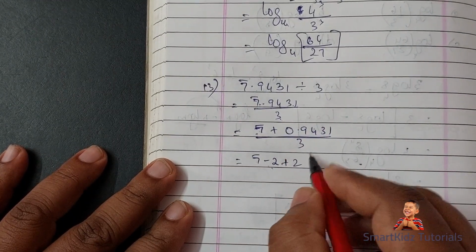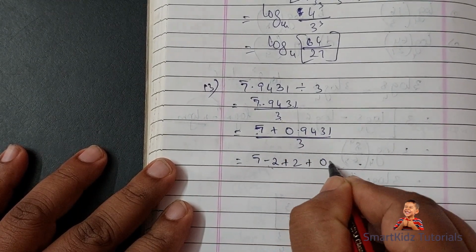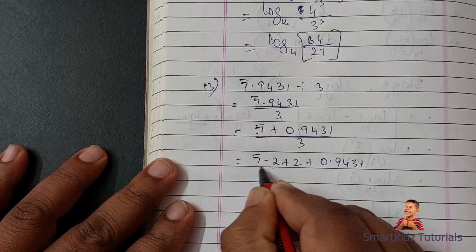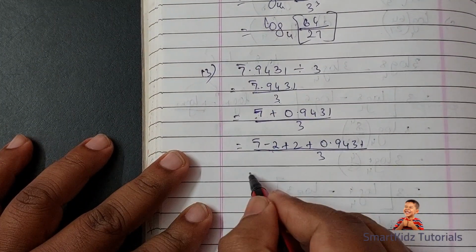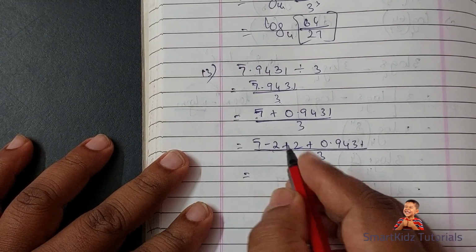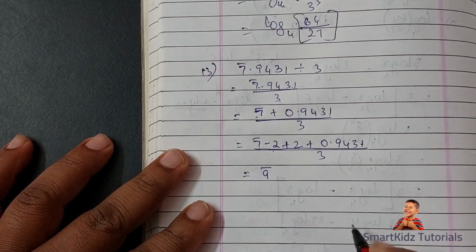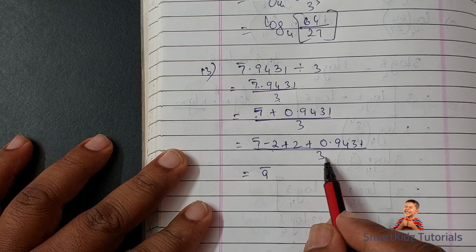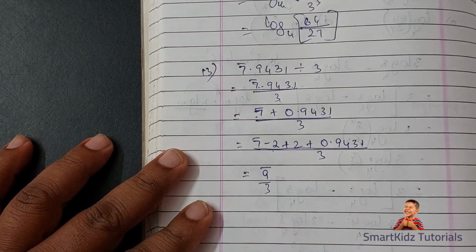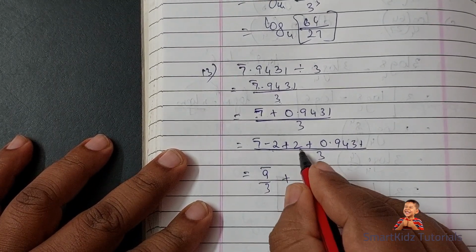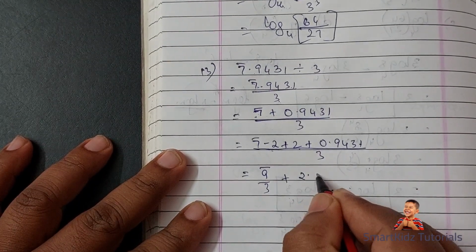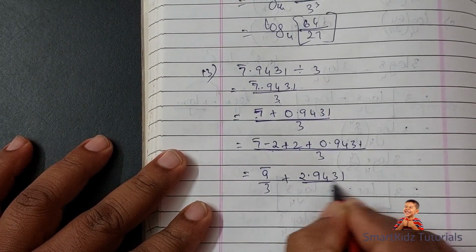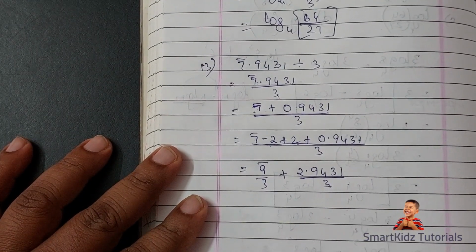So plus 2 plus 0.9431 whole thing divided by 3. Now bar 7 minus 2 will give us bar 9, and straight away I'll separate it out as upon 3, plus 2 added to 0.9431 gives us 2.9431 whole thing upon 3.